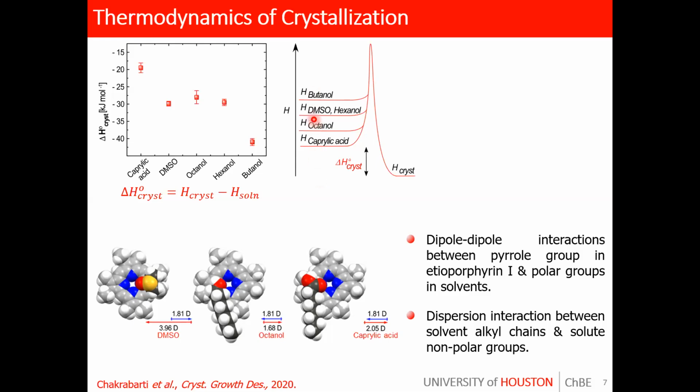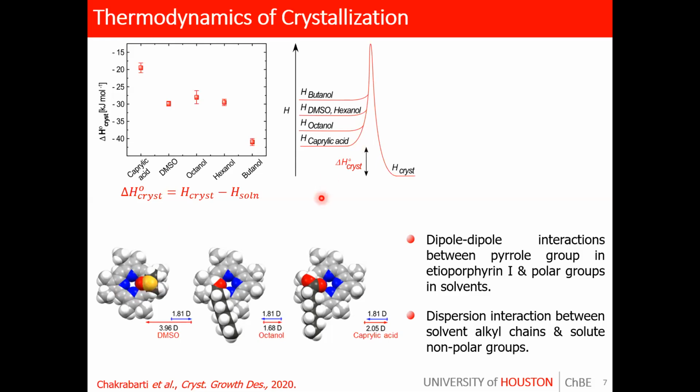Now, when we look into DMSO and hexanol, we see that these two solvents have very different dipole moments and the alkyl chain lengths are also different, but DMSO has similar interaction to that of hexanol because of the strong dipole-dipole interaction between the polar pyrrole groups of etioporphyrin shown here in blue and the sulfonyl group of DMSO.